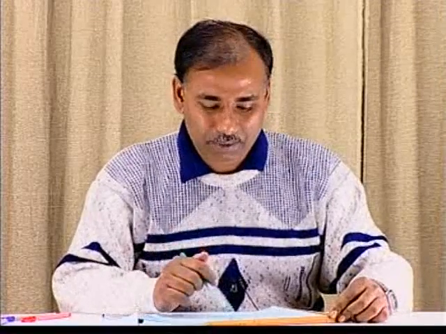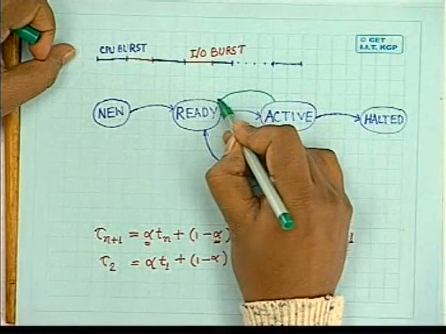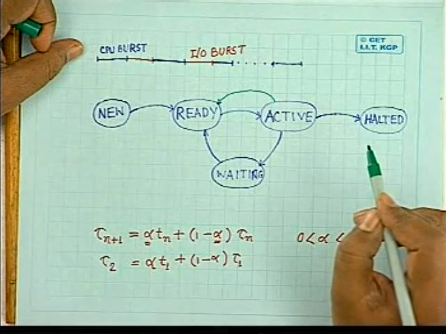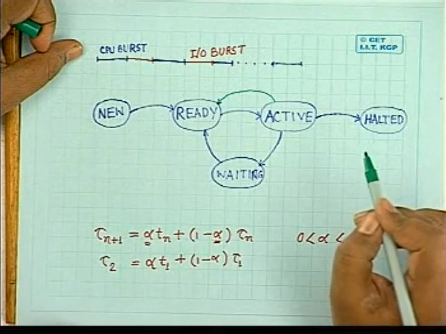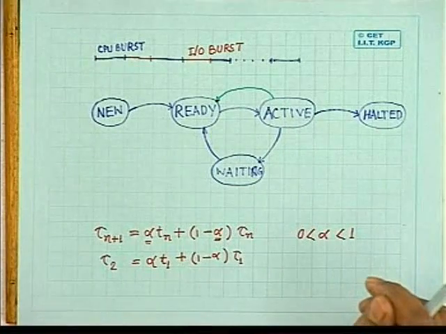Because a job requiring a CPU burst time of say 5 milliseconds has been executed for 1 millisecond. After that, the job has been preempted. That means it needs another 4 milliseconds of CPU time for completion of its CPU burst. So even for that much remaining CPU burst time, it has to be in the ready queue. So I have to have another path to send a job from active state to ready state. Okay. So this completes the process state diagram.